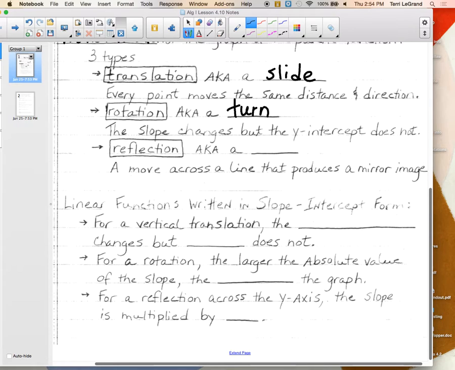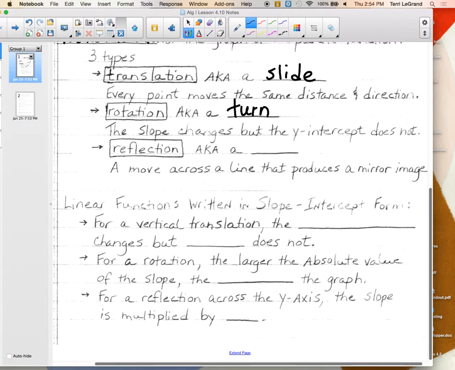When there's a rotation, it has to rotate about a fixed point. One point cannot move. So for it to rotate, it's going to rotate about a point that cannot move, and every other point is going to move. But that point is not. So we're going to have that fixed point be the y-intercept, so it will not change.